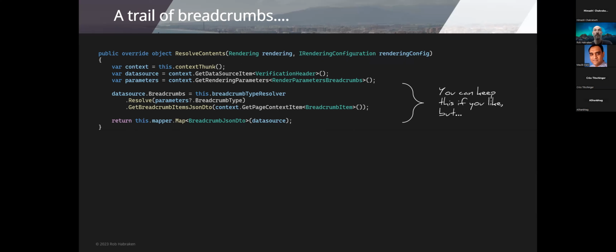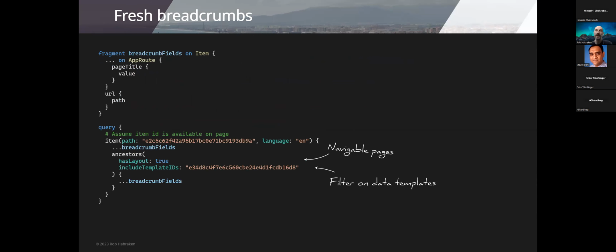But there's also another solution, and that's using GraphQL. And I think this would be way nicer because it's going to produce less code, it's easier to maintain, and you can remove the functionality from your Sitecore Foundation implementation and move it into the head. And you can quite easily retrieve, in this example, all the navigable pages because they have a layout. So you can check on that, and you can filter on specific data templates. So building a breadcrumb could also be possible using GraphQL.